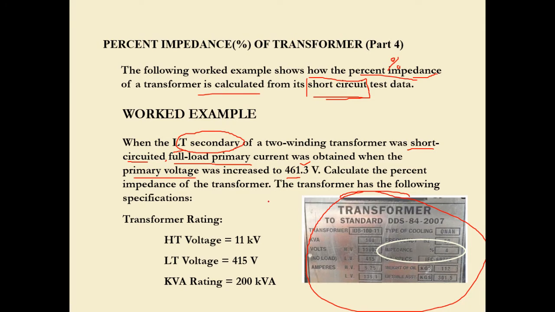So the transformer has the following specifications. This is what we can see from the nameplate. This is the high tension voltage, so the rating is 11 kV. The low tension voltage is given as 415 volt, as well as the S rating, the apparent power rating, which is 200 kVA.